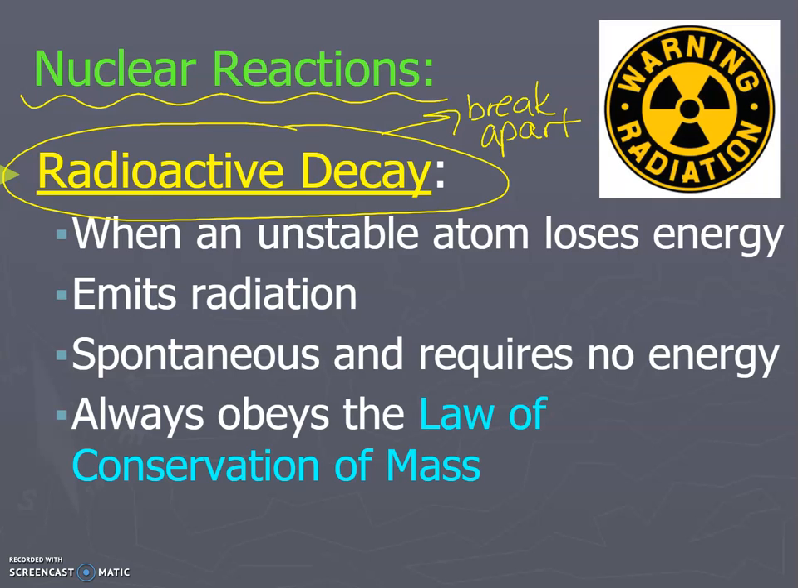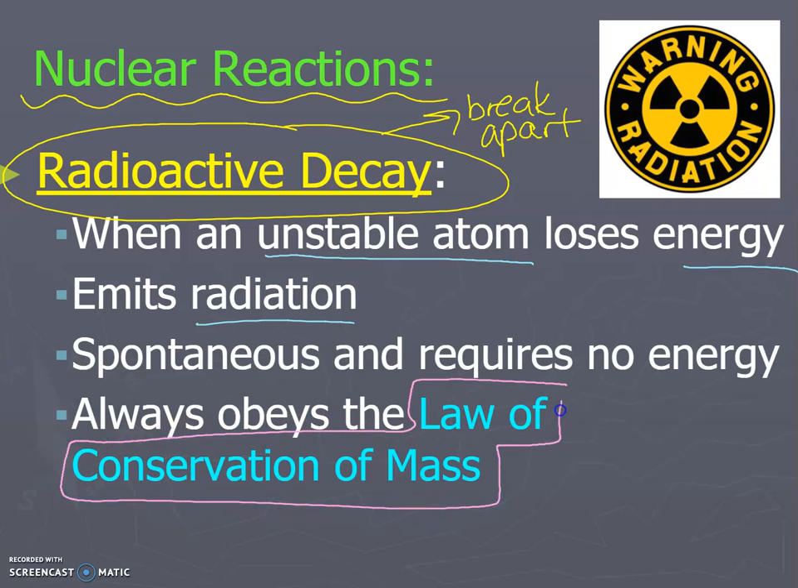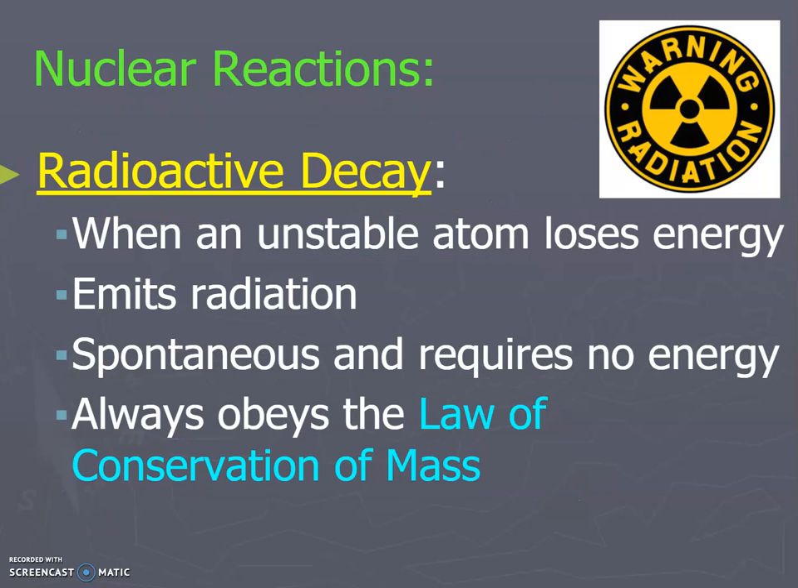Okay, so when a reaction is going to occur, it's basically when an unstable atom loses energy. That's going to emit some of that radiation. It's spontaneous, it requires no energy, just there are these unstable isotopes. But one of the key crucial parts to remembering how to do these nuclear reactions is that it always has to obey the law of conservation of mass. Matter cannot be created or destroyed. It's just moved from one place to another. Things don't vanish. Things don't come in from thin air.